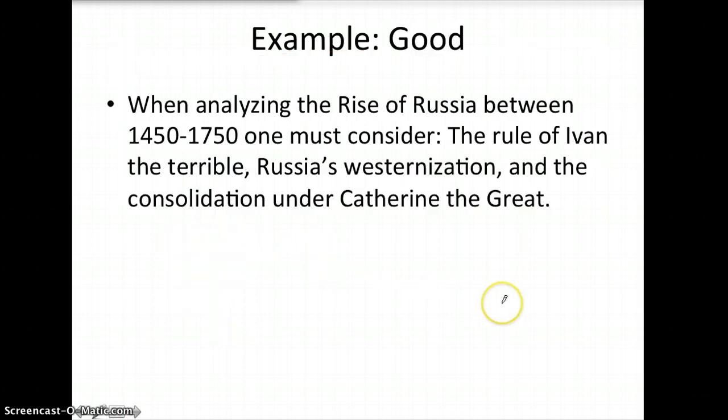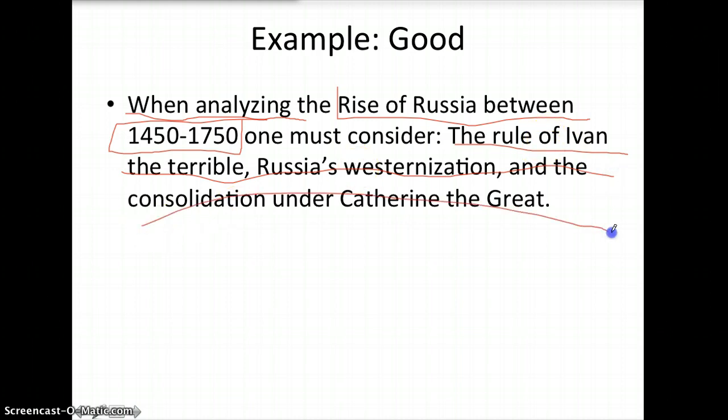F minus. Okay, this is an example of a good thesis. We have a good introduction when analyzing. We are restating the prompt right here, or addressing it. We have a timeline right here, and we have, looks like, 2 changes and a continuity. So this is an example of a good thesis. Of course, on examination it could be better if they actually wrote out what is a change and what is a continuity, but all in all, this is a pretty good thesis.